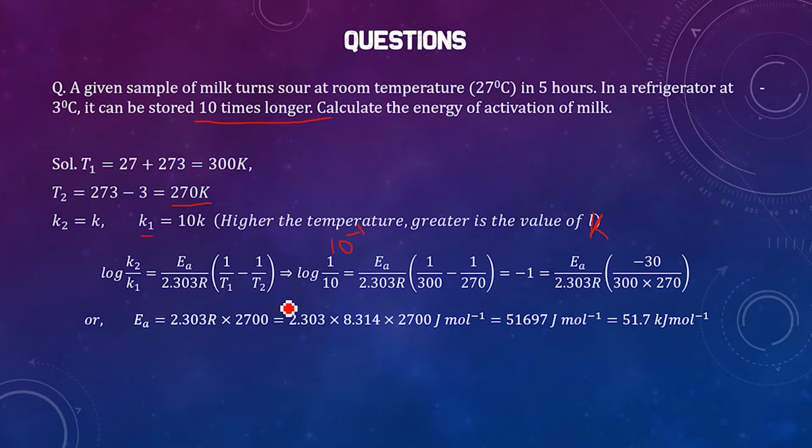So minus 1 will come from in front, and that's why it becomes minus 1. Yes, Ea upon 2.303 R, and solve this, you will get this value. So all this calculation you have to do. R value I have put it here, 8.314. Do this calculation and you will get this answer. Done? Any problem in this? Okay, so let's move to the next question.